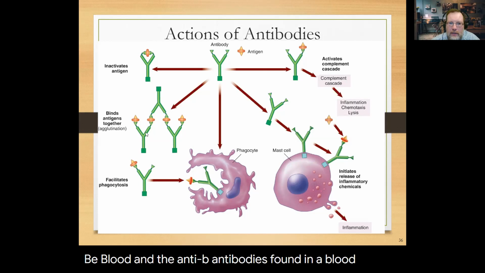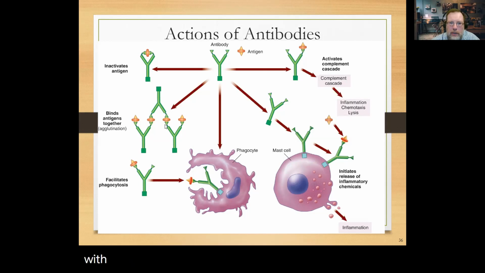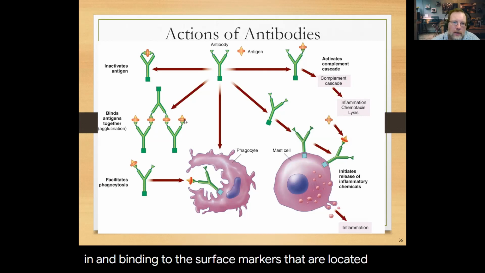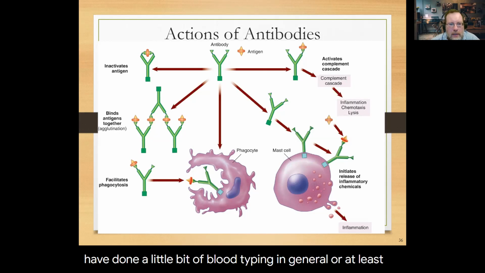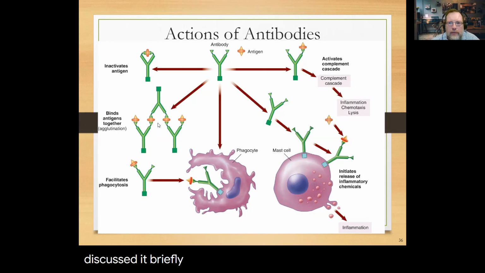And if we mix an A blood with a B blood, we could have the anti-A antibodies coming in and binding to the surface markers that are located on the red blood cells, and that causes clumping or agglutination. So we'll look at this, and I think you should have done a little bit of blood typing in general, or at least discussed it briefly. You have a PhysioEx that goes through it as well.